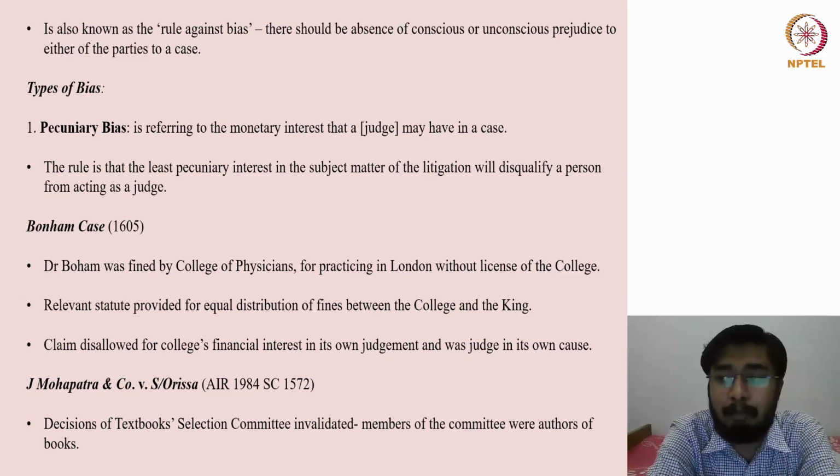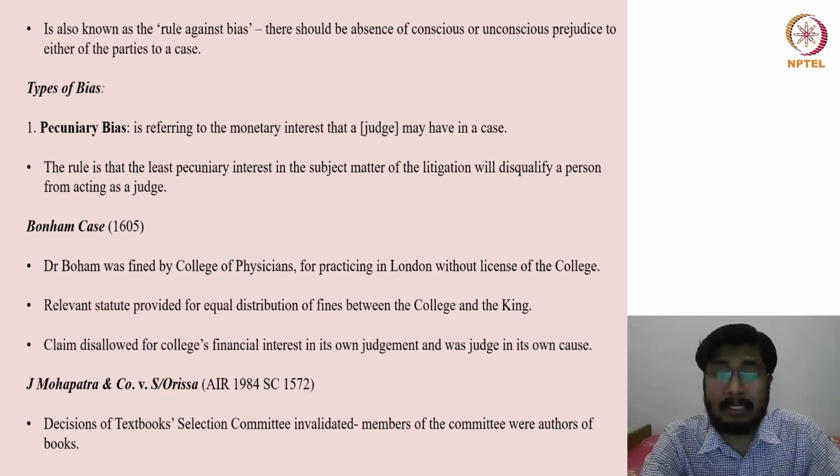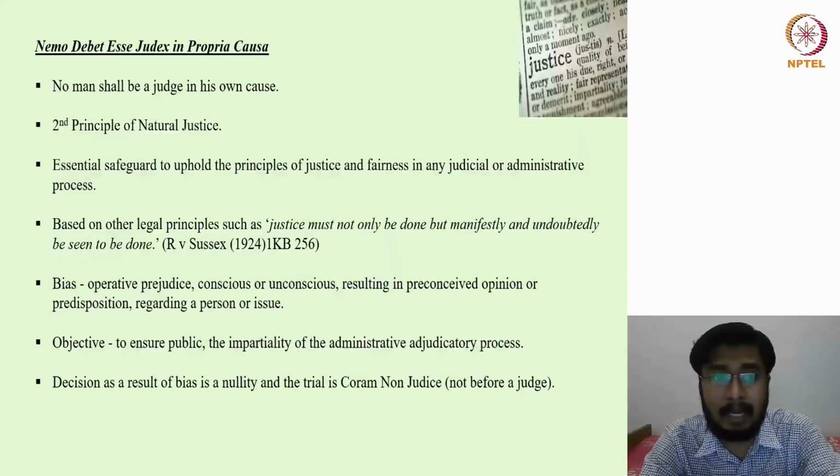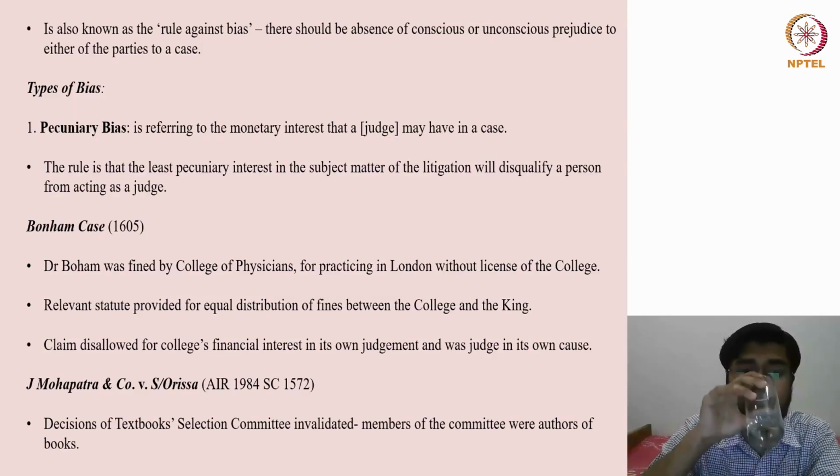And what are the types of bias? Now, let us see what are the kinds of bias that we have seen. Now that we have seen one part of the principles of natural justice, we are seeing the second part of the principles of natural justice, that is, no man shall be a judge in his own cause.